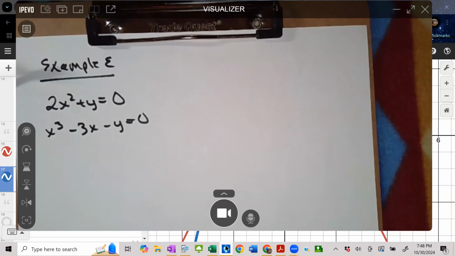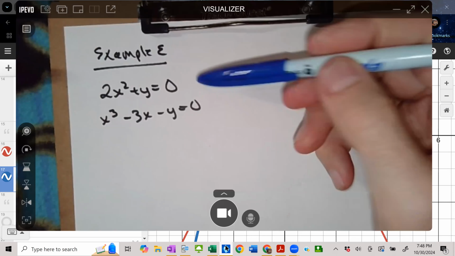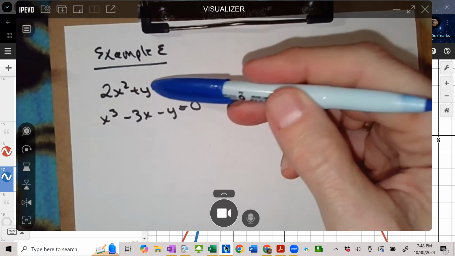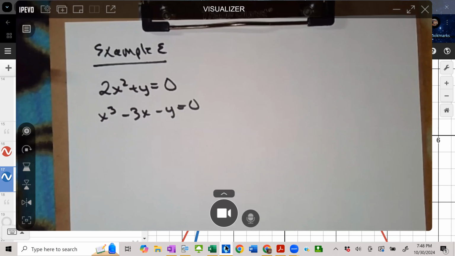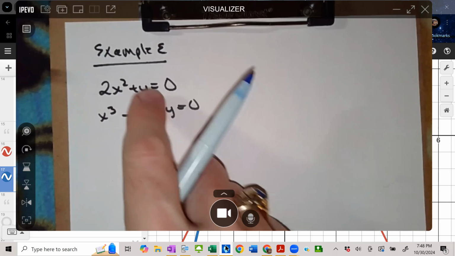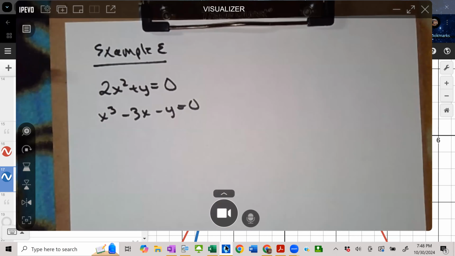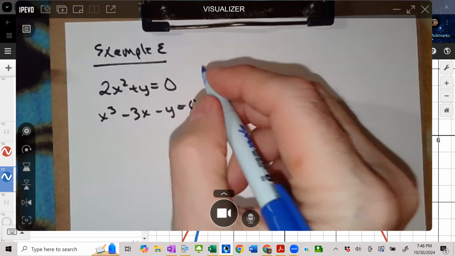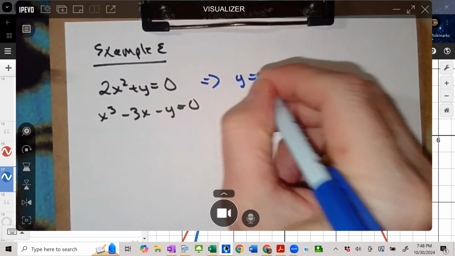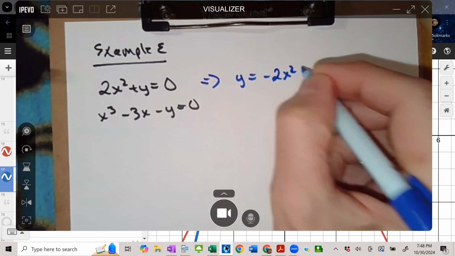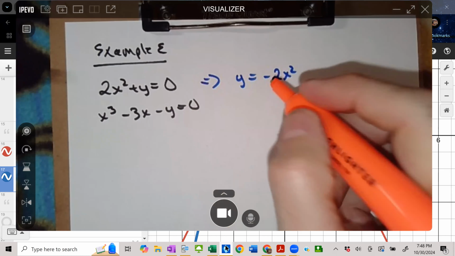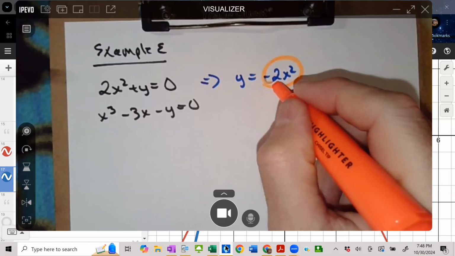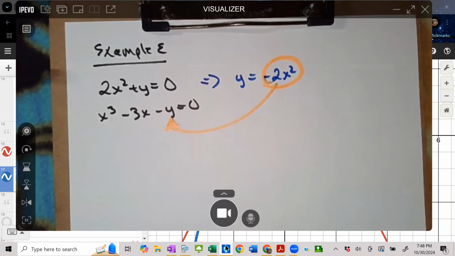In this particular problem, I can't really get something to cancel out other than maybe the Y. Now, for variety's sake, instead of just adding these equations together and getting things to cancel that way, I'm actually going to solve for Y. Y equals negative 2x squared. I'm going to do this one by substitution. I'm going to take that expression and plug it in here for Y.